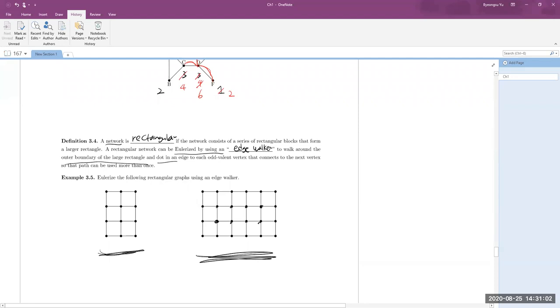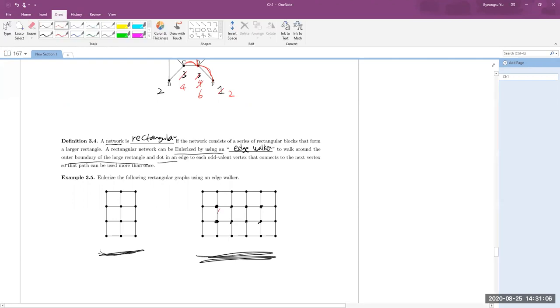So for example, say this point A has degree 4, right? And this point inside, A prime, also has degree 4. So it happens for any rectangular graph. It means that you don't need to care about this inside point. All you need to care about is the boundary points.